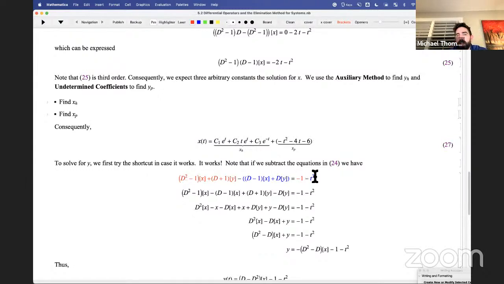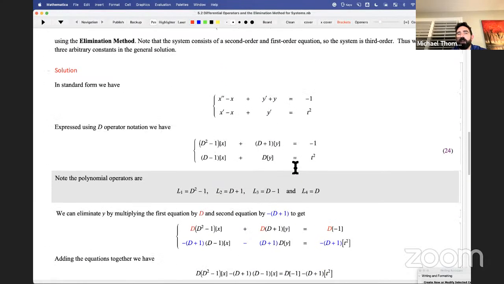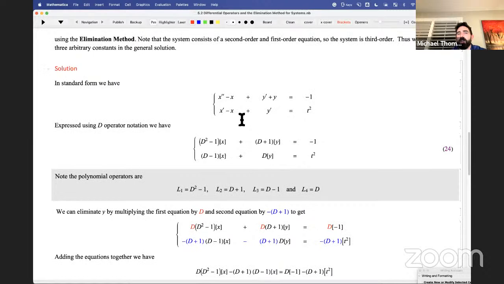So let's go back up and see. We know X is a known solution. We're after Y. So we want to make sure that we have an equation that involves our unknown Y and then only known things. It can't have a Y prime in it, only Y's. So what you'd want to do is go back up here to 24 or one of the original ones. I went to this one here, but it doesn't really matter.